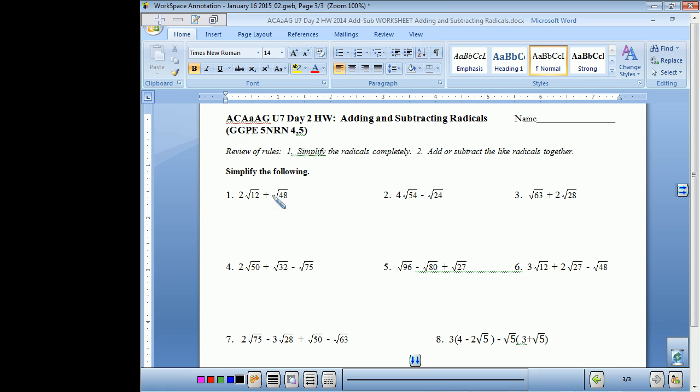Okay, today we're going to be adding and subtracting. First, we're going to simplify our radicals completely, and then we just add or subtract like radicals. Just like with variables, we add and subtract like variables, we do the same thing here.